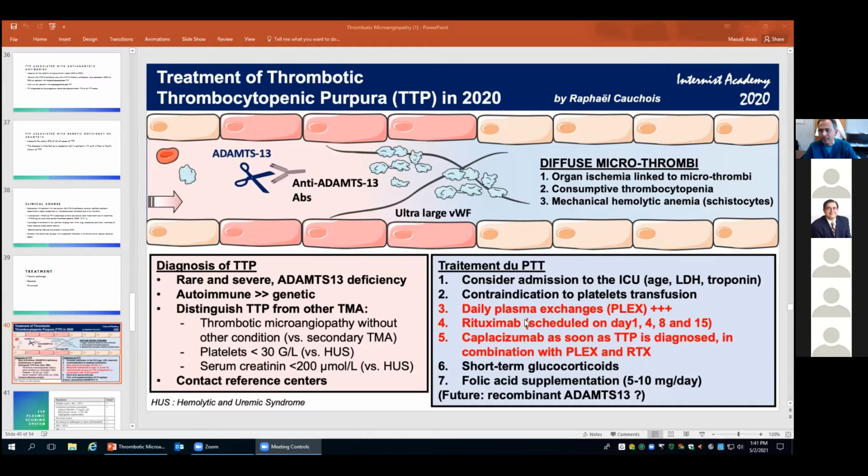Does anybody else have experience of using this medication so far? Yes. So basically treatment is plasma exchange, rituximab, and steroids. These are the 3 treatments for TTP.